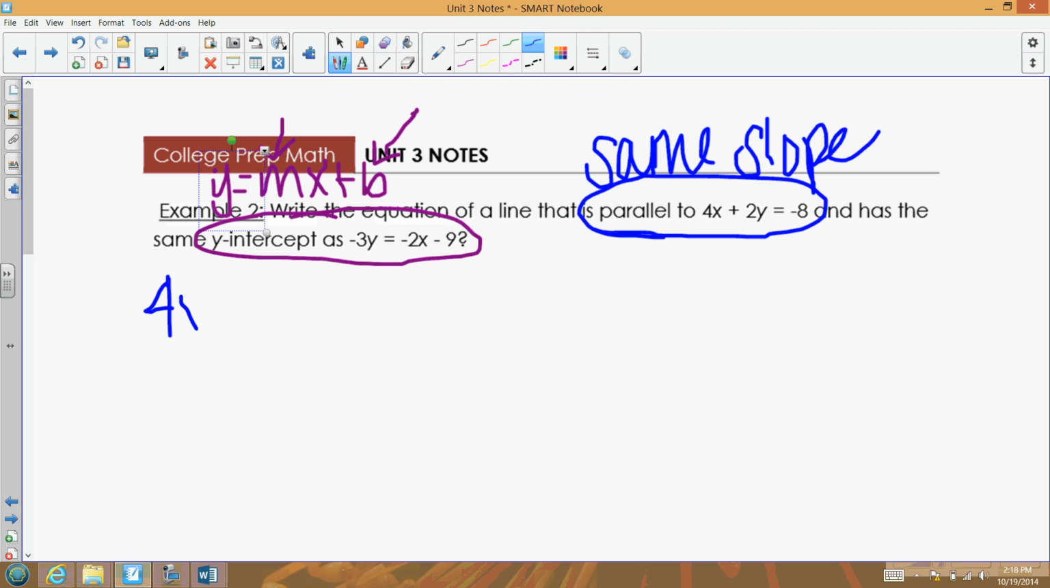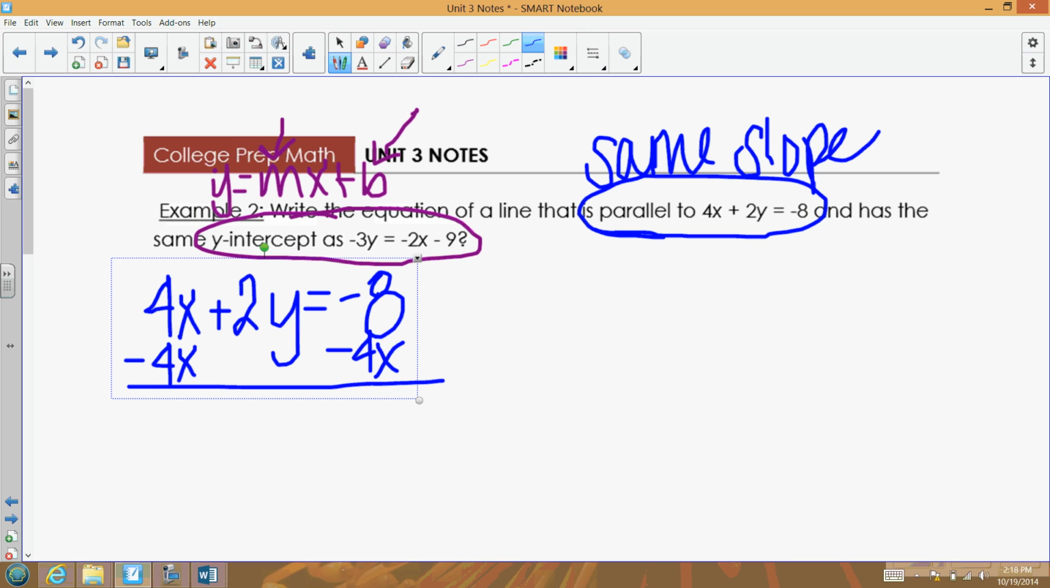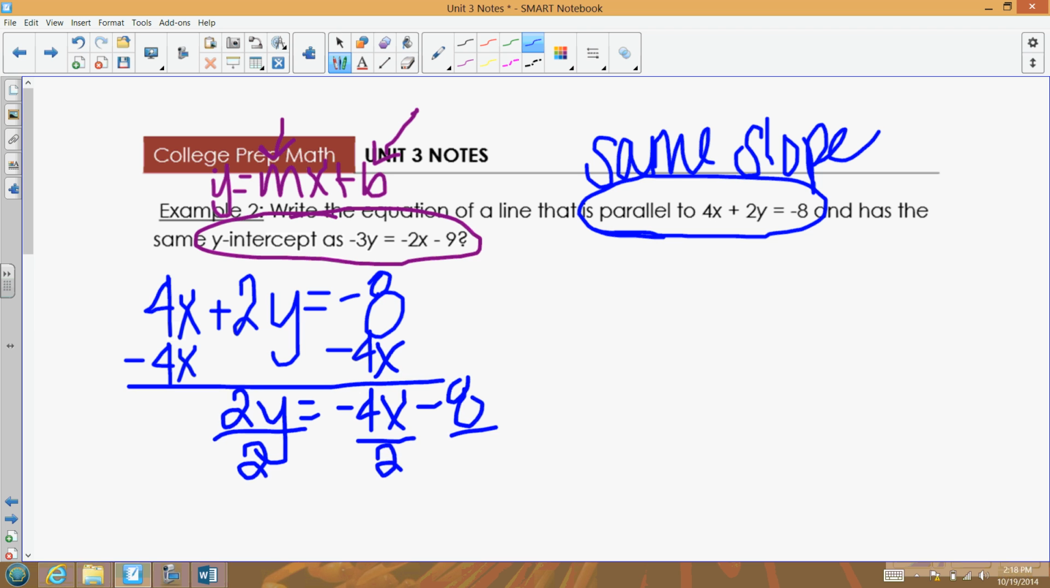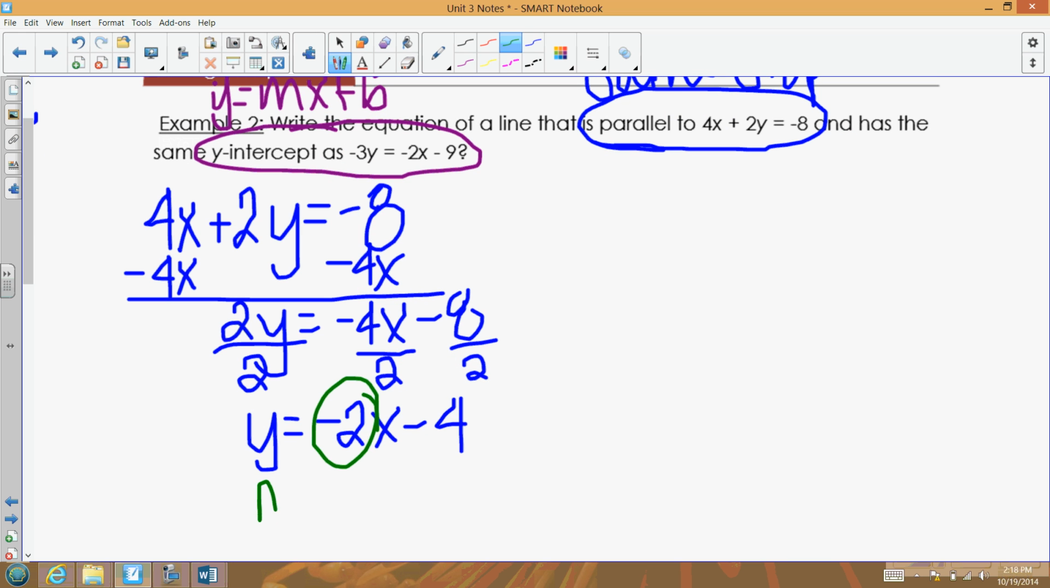So remember, when you're trying to figure out the slope, you want to get this into y equals mx plus b form first. So that means I need to bring the 4x over. So I have 2y equals negative 4x minus 8. Divide everything by 2. So we have y equals negative 2x minus 4. So when you look at this, you'll see your slope is what we want from this equation based on the directions of the question. So my slope is going to be negative 2.